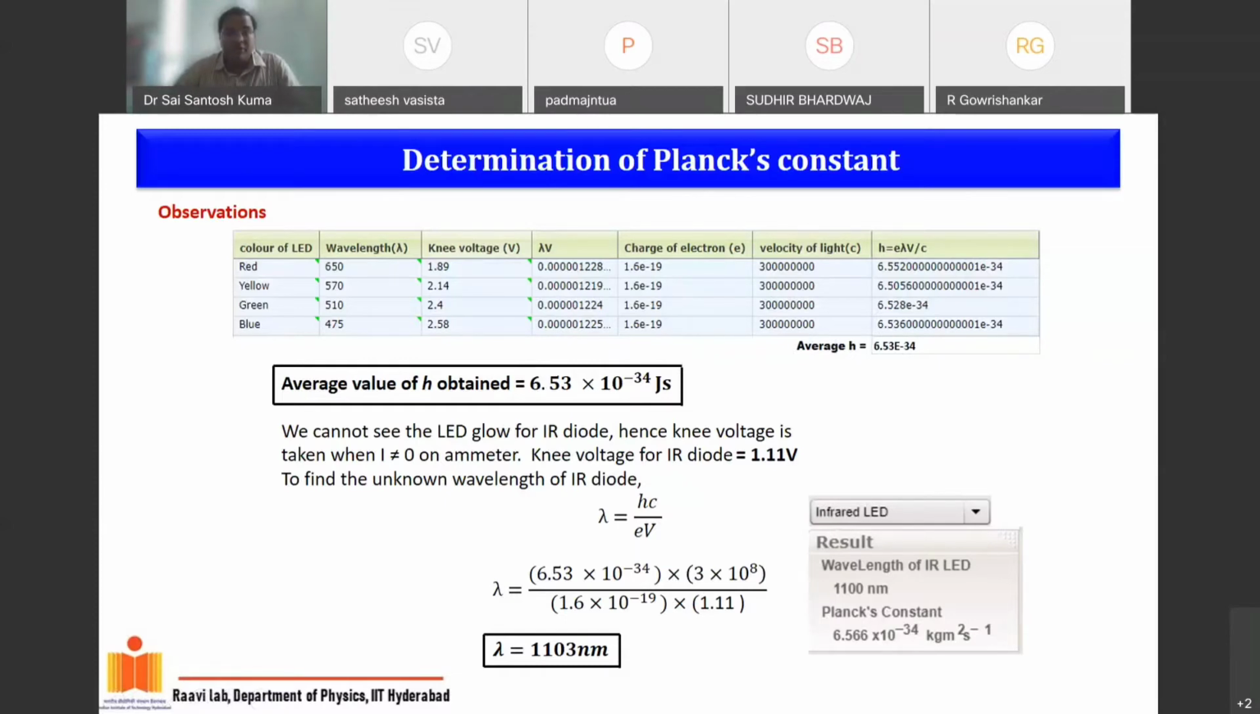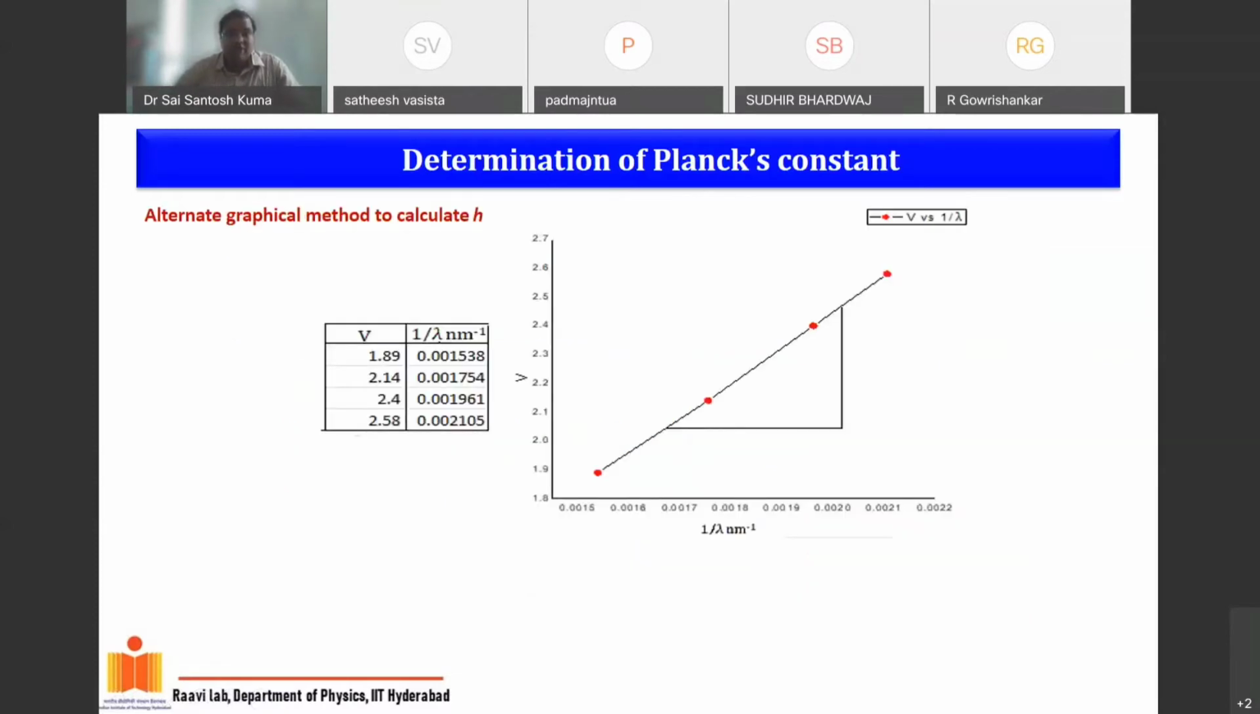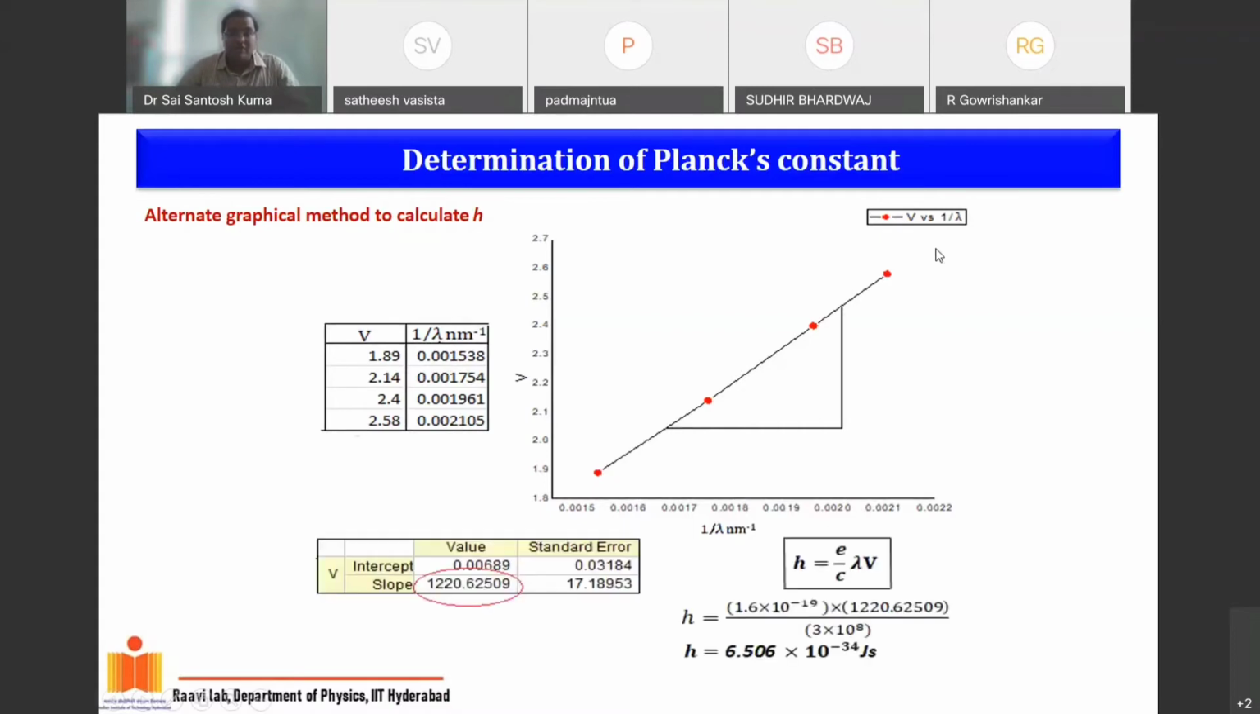Further continuing, as I mentioned to you, one can plot voltage versus the inverse of wavelength graph. These are the different voltages for different wavelengths, and I have just plotted them with respect to the inverse of the wavelength. And so it fits. You can use a linear fit to get the slope, and from the slope you can also calculate the value of Planck's constant.